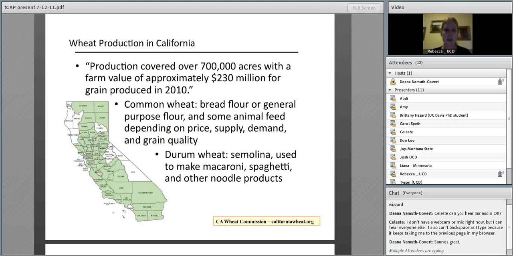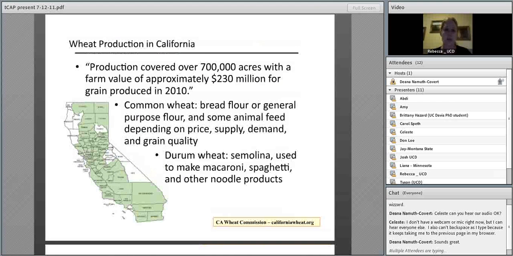So just to give you an overview for those of you who are not familiar with wheat production in California, they produced over 700,000 acres last year, which had a value of about 230 million. Some of the uses of the wheat that we produced: the common wheat was mostly used for bread flour and general purpose. Depending on the price and the quality of the grain, some of that does go towards animal feed. And then the durum wheat is mostly used for pasta products, and there's quite a bit of export to Italy.